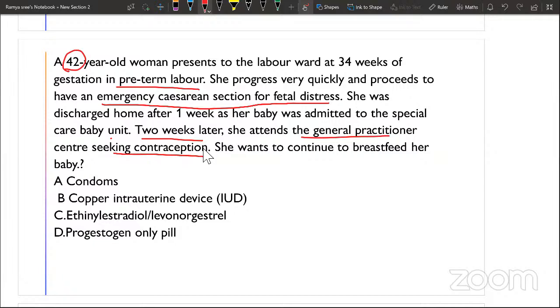A very beautiful question. So here you have to understand, if you want me to give you a clue, they're mainly asking: 1 week she was in hospital, 2 weeks later she came. So 3 weeks post delivery, what is the contraception which you will advise? That's all the question is. 3 weeks post delivery, what is the contraception which you will advise?